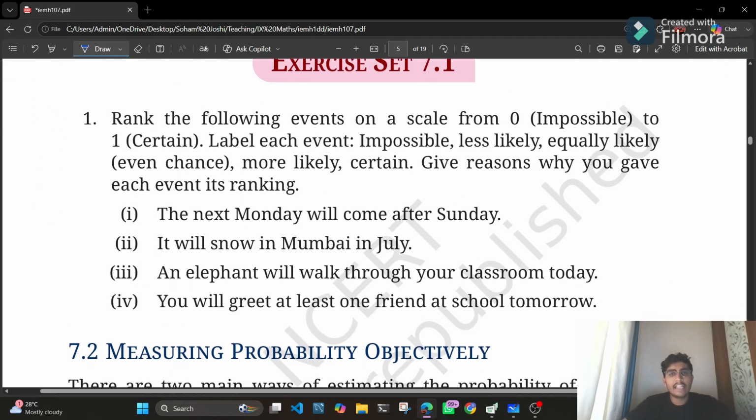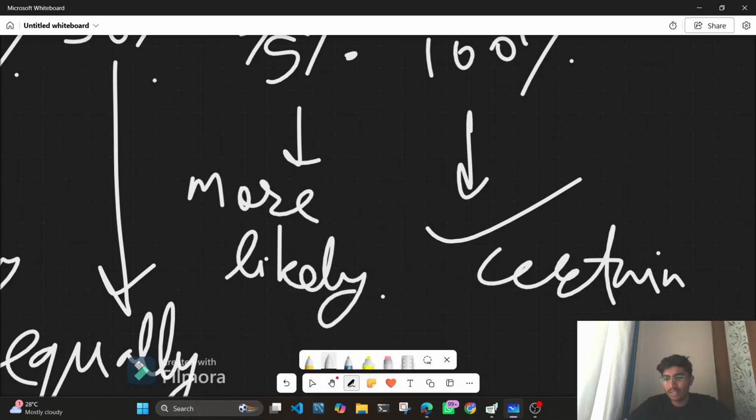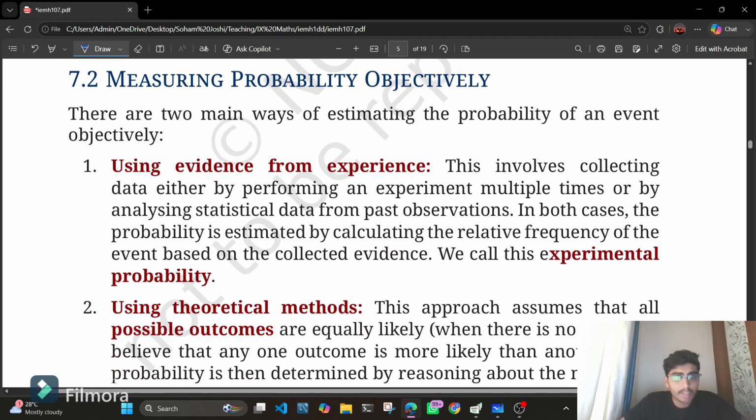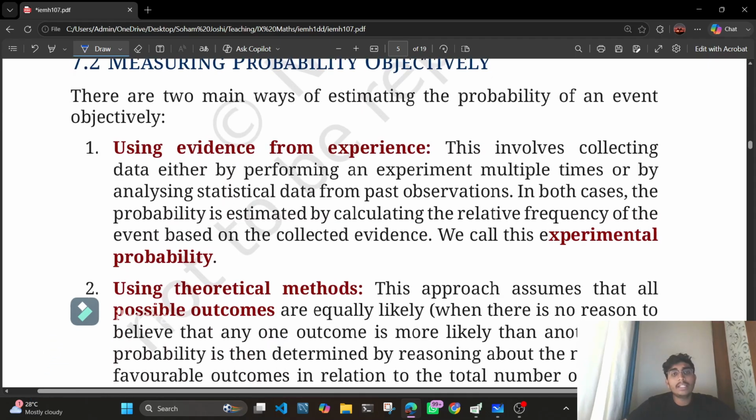Okay. Next up, we have exercise 7.1. I hope you can do it on your own. It is a very small exercise though. ठीक है. Now measuring probability objectively.